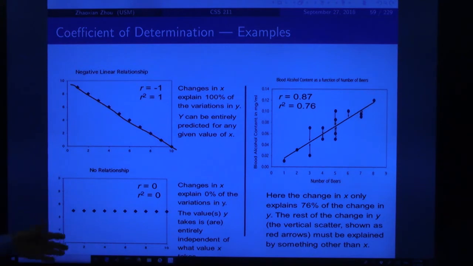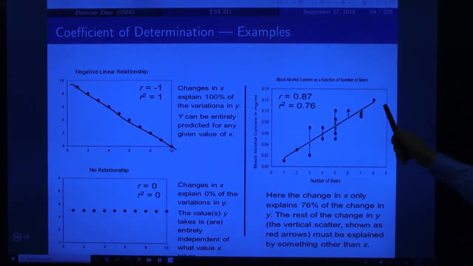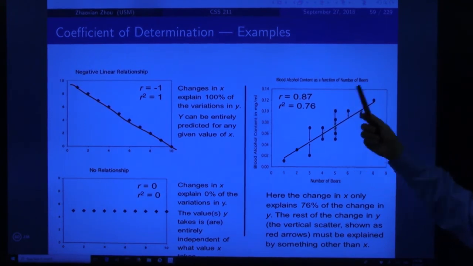That means x and y have no relationship. X can change, but y does not change at all. So if r equals 0, then r squared still equals 0. That means the variance in x explains 0%, it does not explain at all the variance in y. See, x changes a lot, but y does not change. What's the reason y does not change? It can be any reason, but not the changes in x. So that's here. Now in this example, suppose the correlation coefficient equals 87%, then r squared equals 0.76.